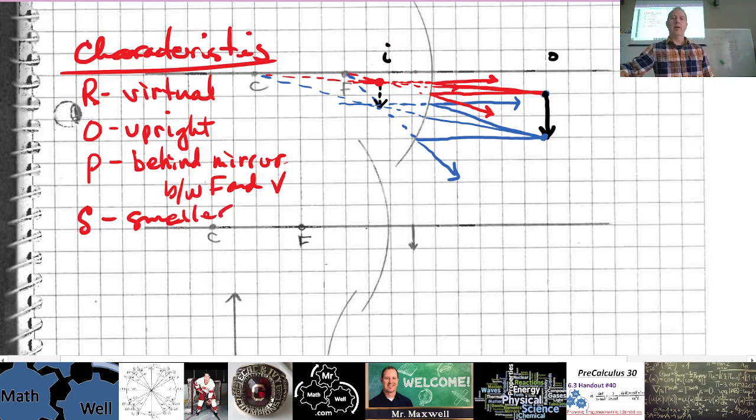What's V? Well, V would be the vertex here. That's the point where the mirror hits the principal axis. The principal axis is not an actual thing, it's an imaginary line, but this is V here. Here's F over here, and here's C over here.